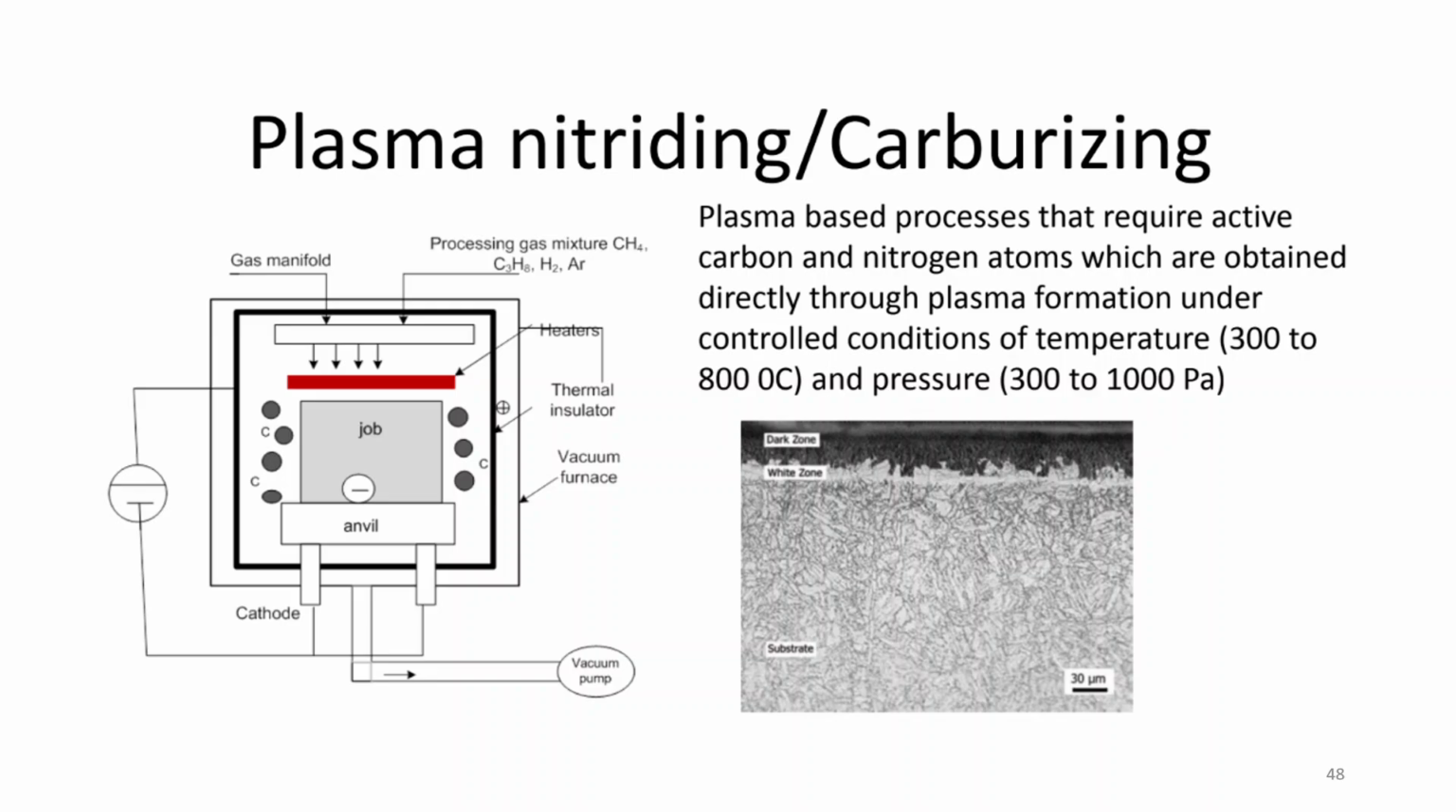Okay, in this process, plasma based processes require active carbon and nitrogen atoms, which are obtained directly through plasma formation under controlled conditions of temperature from 300 to 800 degrees Celsius and pressure which is kept between 300 to 1000 Pascal.